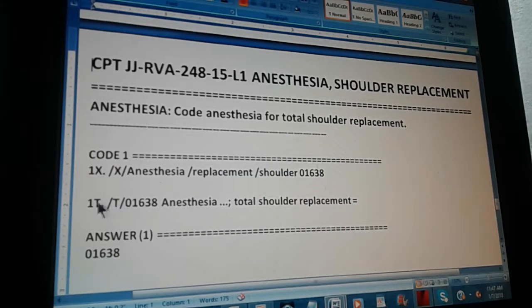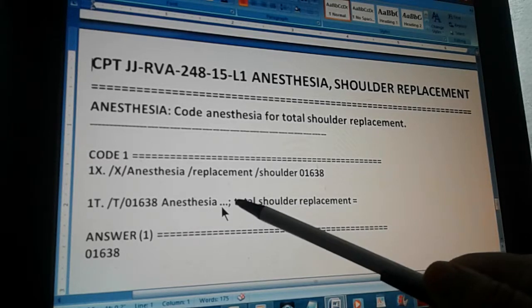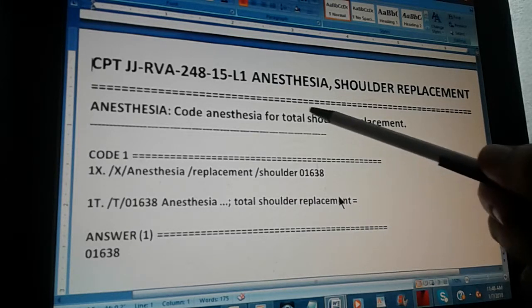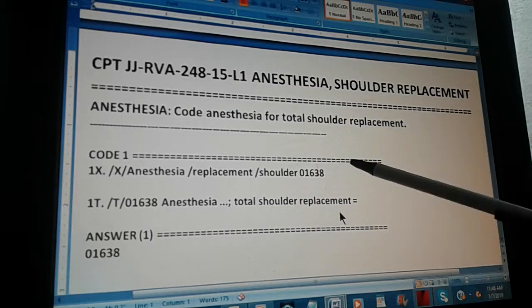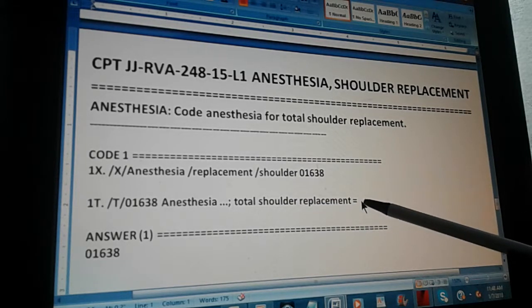You go to the tabular, and the code through the tabular is checked like this. First, you go to the tabular. You go to code 01638, the only code that you found in the index, and check that. What does it say? It says anesthesia, and it keeps going until we get to total shoulder replacement. The ellipsis here means there are more words, but you just ignore those because we're just looking for the keywords in our problem. So total shoulder replacement is right here. We get all the keywords, so we are double checking that this is our code. That's why there's an equal sign at the end, and the answer is 01638.